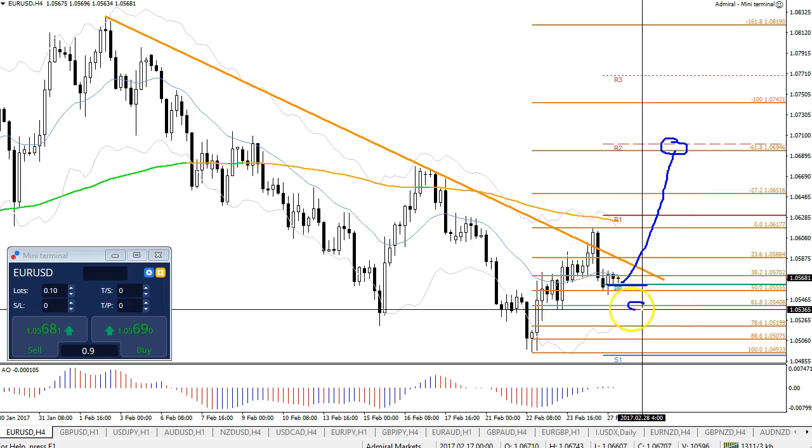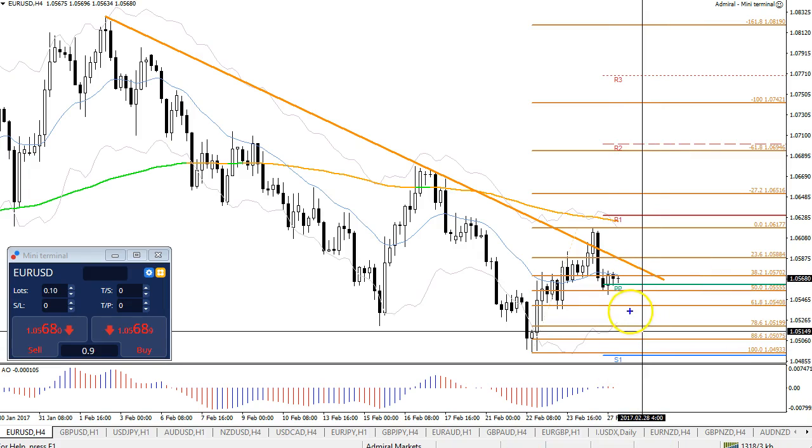But price could dip down to the 61.8 or even the 78.6 fib and still use that as a bouncing spot. Now, if it does dip that low, I would be looking for candlestick patterns as a confirmation that price is bouncing at one of these three fibs, the 61.8, 78, or 88.6 fib.